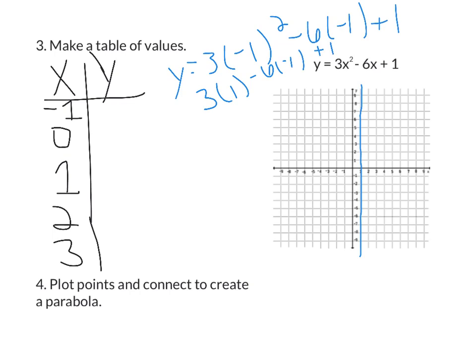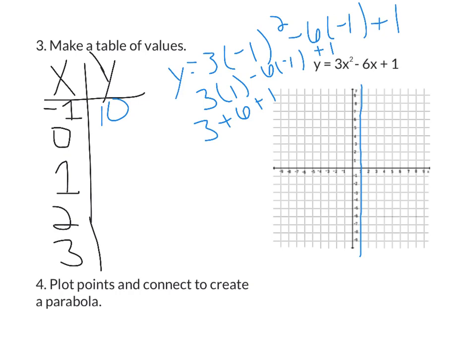My next step would be to multiply. 3 times 1 is 3. Negative 6 times negative 1 is positive 6 plus 1. 3 plus 6 plus 1 gives me 10. So when I plug in negative 1 for x, I get a y value of 10.